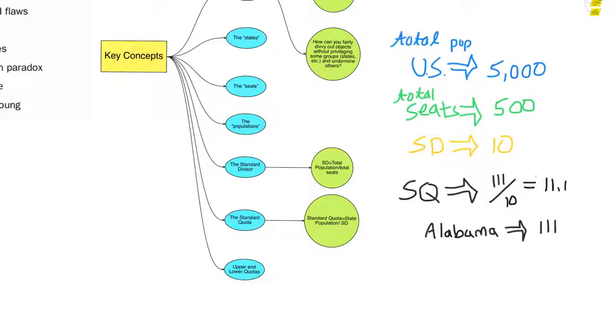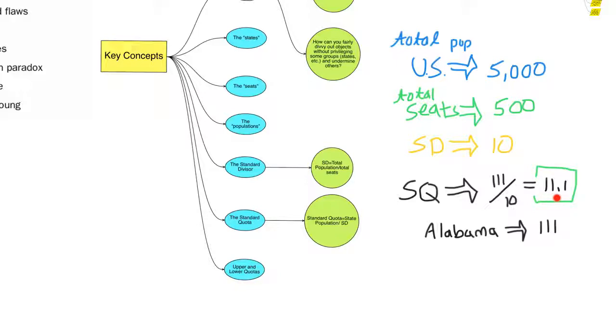All right. Now, the question is, of course, what does 11.1 mean in this context? Well, basically what it means is once you've figured out the standard quota, you now know how many seats in Congress each state should get. So Alabama, since it has 111 people as a population, Alabama should therefore get 11.1 seats in Congress. That's essentially what it means.